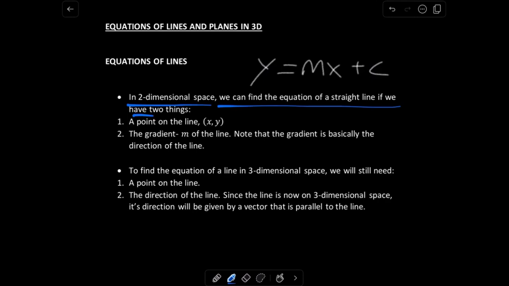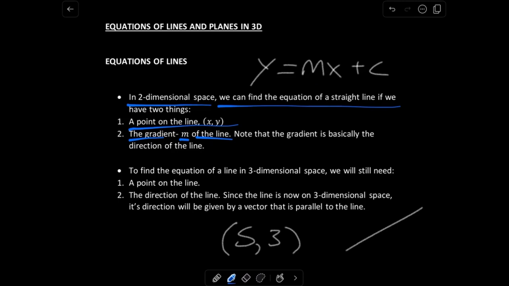We can do that if we have two things. The first thing that we need is a point on that line. Right, so we need a point on the line. Let's say a point on a straight line that we are considering is (5, 3). The second thing that we need is the gradient, which we call m in this equation. So we need the gradient m of that line.